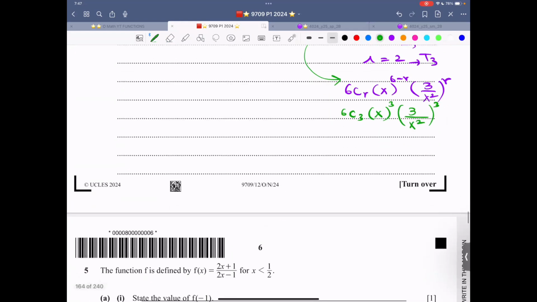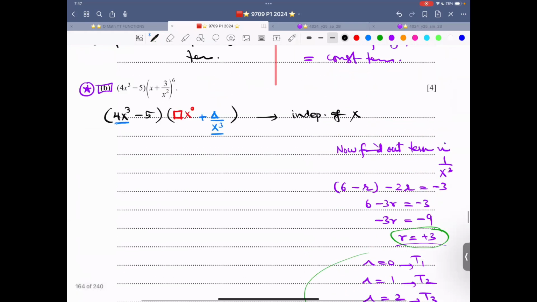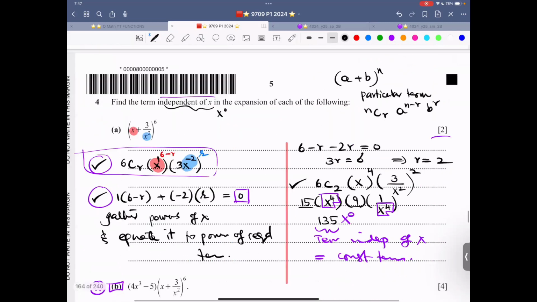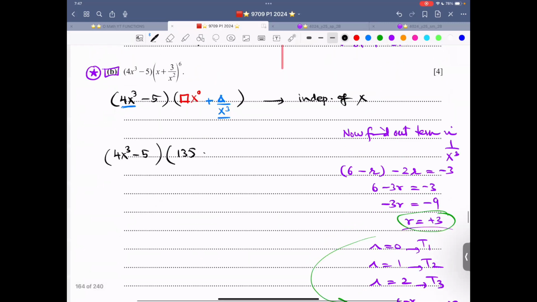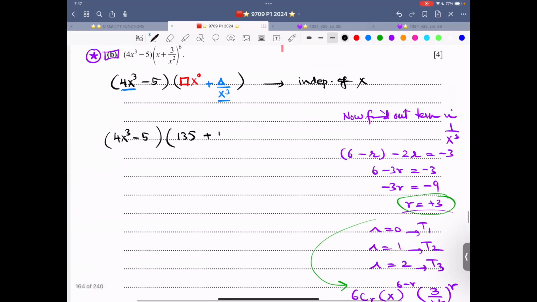All good? Now, 6C3 is 6 into 5 and divide, 20. So this thing is 20. This is x cubed. 3 raised to power of 3 is 27. X raised to power of 6. So this is 540 into 1 over x cubed. The coefficient of x cubed is 540. So now write it down. This is 4x cubed minus 5. The constant term was 135 at the top, if I'm not mistaken. Yes. And this thing is positive. Yes, it's positive. This is 540 over x cubed.